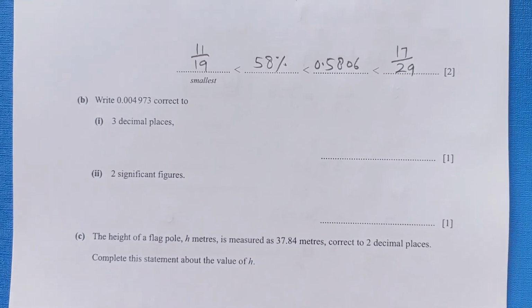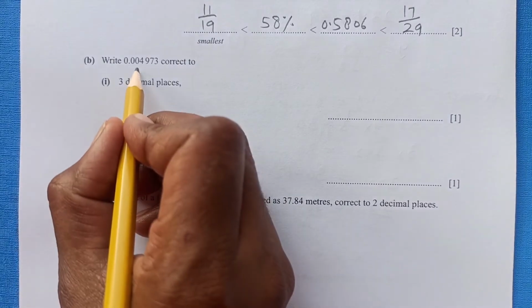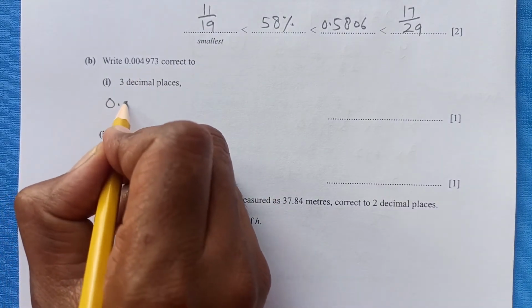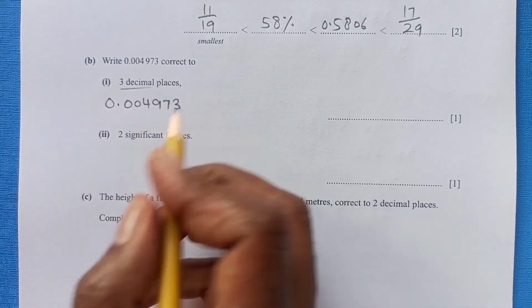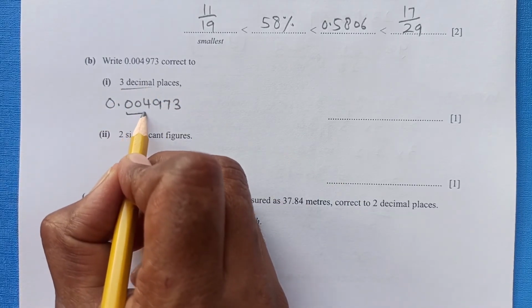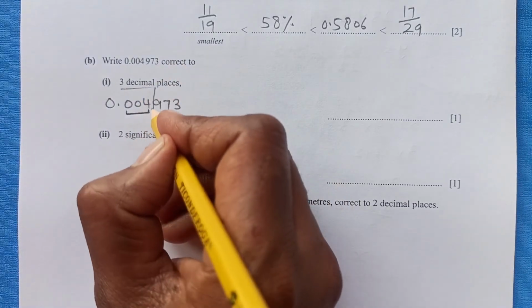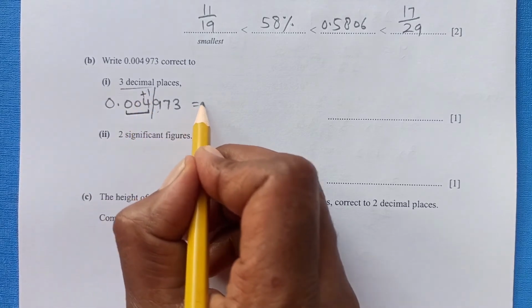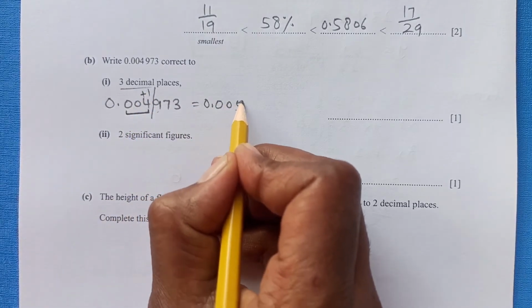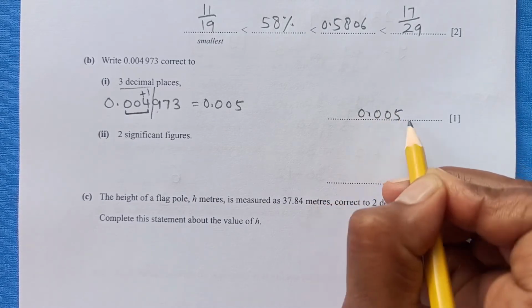Okay. Now B part, write 0.004973 correct to 3 decimal places. So 3 decimal places are here. Okay, so now we are rounding this. So this is 9, more than 5, so we will add 1 here, so it will be 0.005. So it is 0.005 to 3 decimal places.